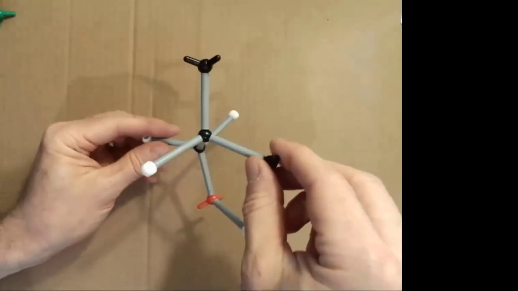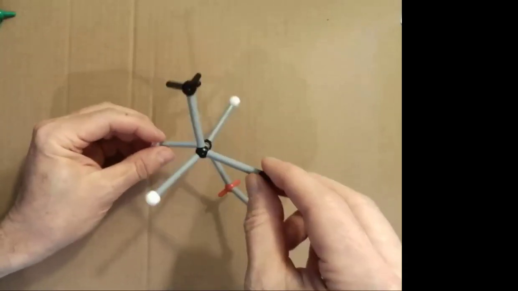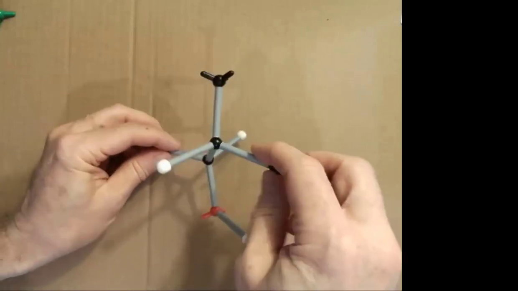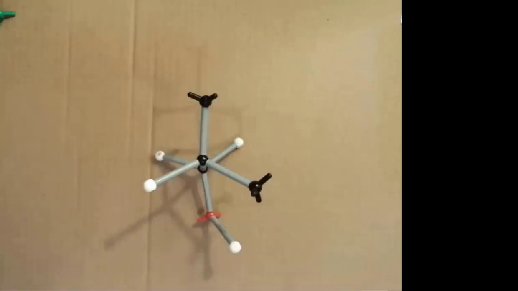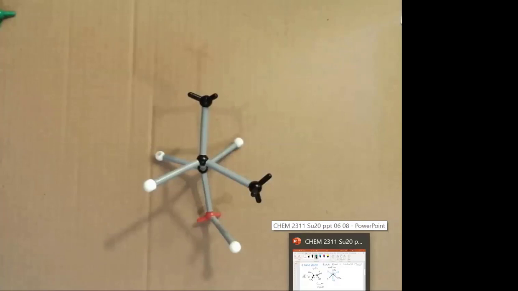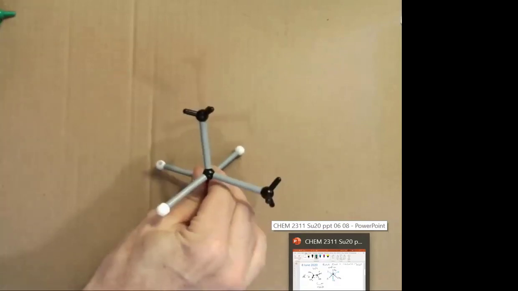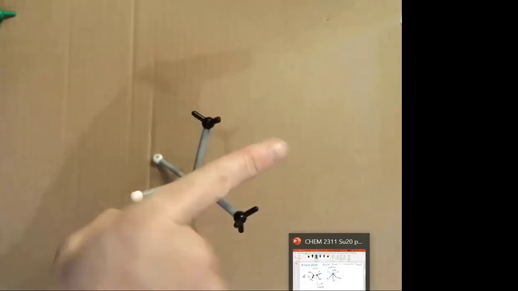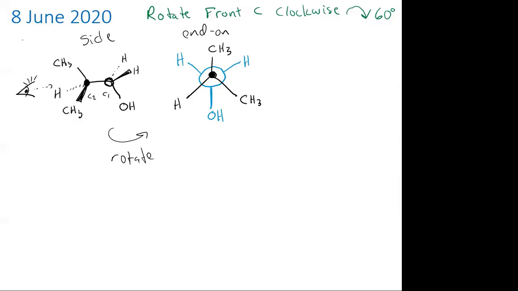So the minimum of torsional strain is when these groups are staggered or alternate, like we're seeing here, where there's one in the front and then one in the back and one in the front, one in the back, and they're about 60 degrees apart. And again, this conformation would be staggered. The next one, when we rotate 60 degrees, we're going to see an eclipsed conformation.